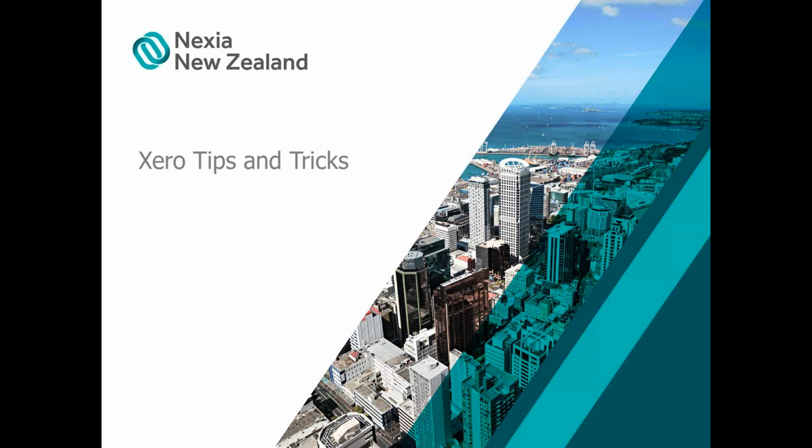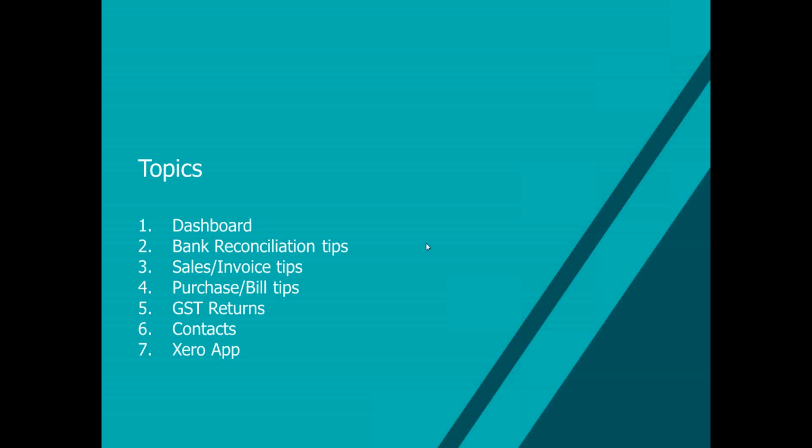So to make life a wee bit easier for those of you that are listening to this recording, I've broken it up into 7 sections. So these 7 topics are the ones that we covered in the recent Xero seminar. So the first topic is on the Xero dashboard. Second one is covering off bank reconciliation tips. And then we'll go on to sales invoices, purchase and bills, GST returns, contacts, and then lastly, the Xero app.